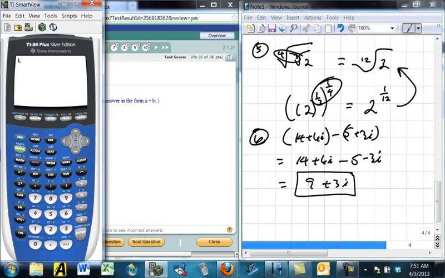Okay, so it's 14 plus 6. i is second in the decimal. Okay. And then minus, parentheses, 5 plus 3i, and that will compute that correctly, 9 plus 3i.